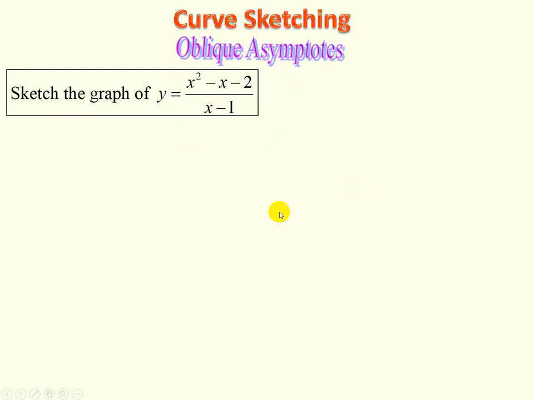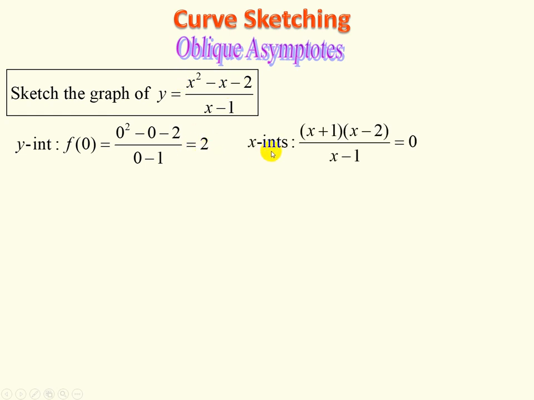Let's now sketch a graph with an oblique asymptote. So we must go through all the procedures. Y-intercept, substitute 0 for x, and we get 2. X-intercept, we equate the equation to 0. Of course, we can multiply through, or just reason that for this to be 0, the numerator must be 0, and we get x equal to negative 1 or 2. Vertical asymptote: that's going to be the x value that makes it undefined, so it's x equals 1.